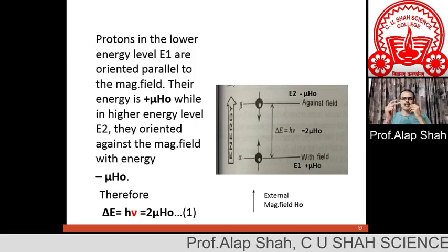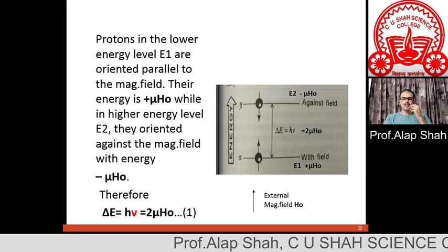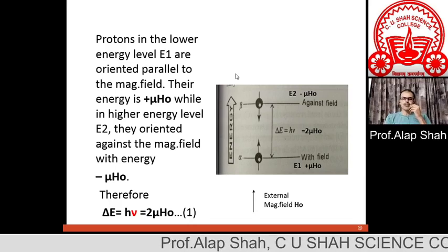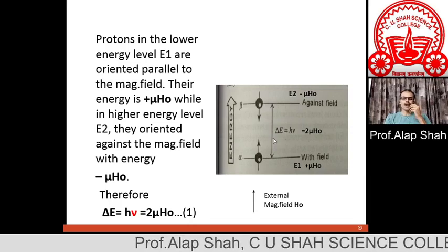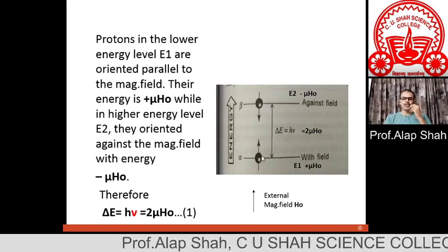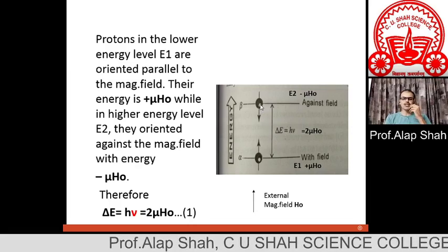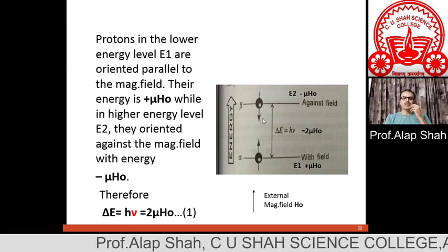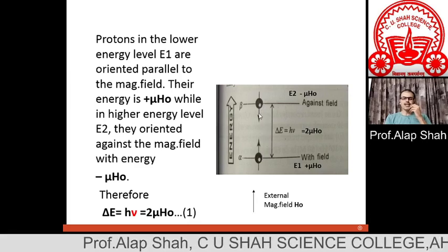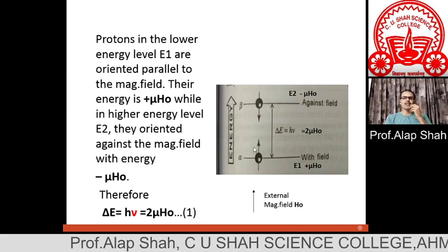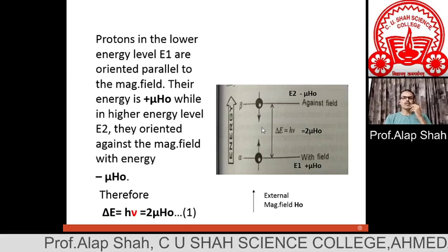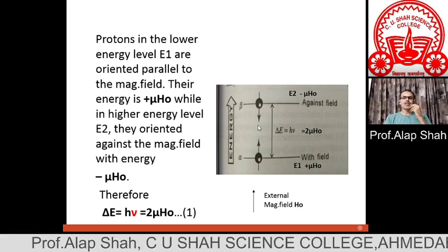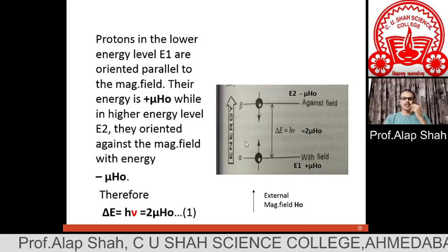So in the same way, with the same meaning, the spin of the proton after absorption of delta E amount of energy jumps from the lower energy level E1 to the higher energy level E2. This amount of energy delta E is actually very tiny, and that energy is obtained from the radio wave region of the electromagnetic radiation.